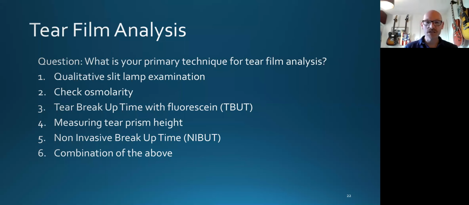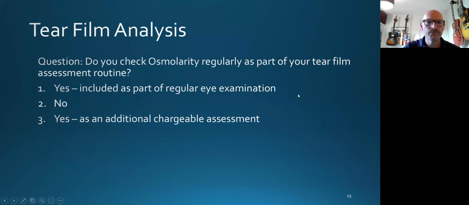Combination of the above. So tear breakup time is probably the standout individual measure that many practitioners are using. So fluorescein in the tear film, counting the breakup time. Slit lamp assessment's also there. A little bit of osmolarity checking, which is interesting, but a combination above. So most of us are recognizing sort of multifactorial analysis. Okay, so let's move on.